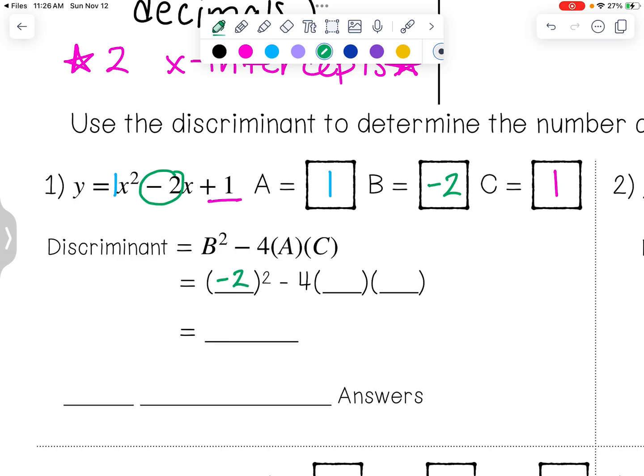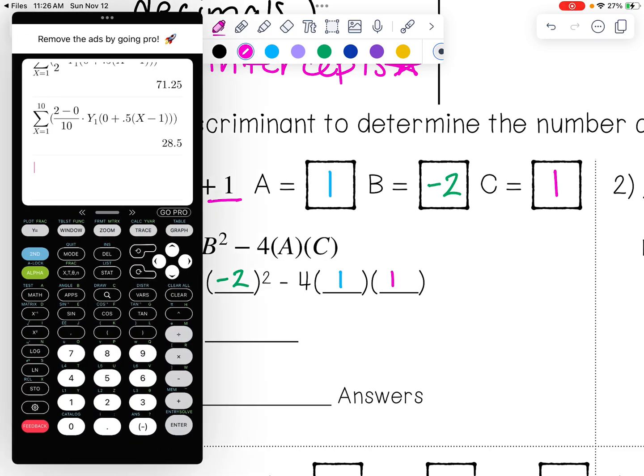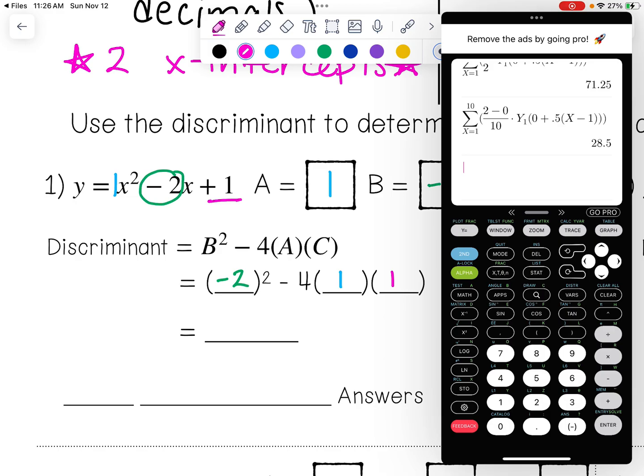So negative 2 squared minus 4 times a times c. Okay, so what I'm going to do is pull out my handy-dandy calculator. I'm going to move it out of the way so I can see everything, and I'm going to type it in exactly as it appears.